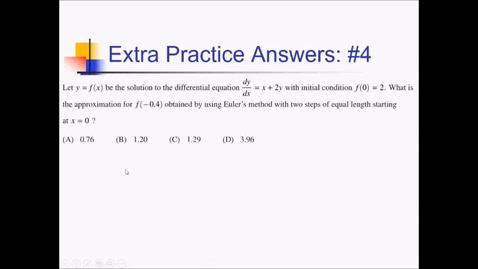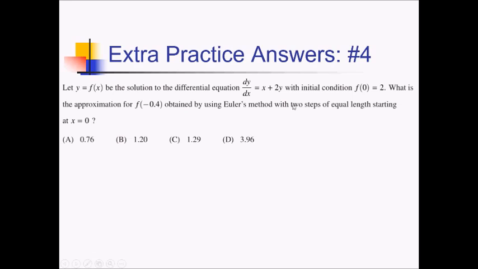For this problem, we're told that y equals f of x is the solution to this differential equation with initial condition f of 0 equals 2. We want to approximate f of negative 0.4 with Euler's method and 2 steps of equal length starting at 0. All right, so if I want to get to f of negative 0.4 and I'm starting at f of 0, to get from 0 to negative 0.4, I have to be going backwards by 0.2 each time. So I have step sizes of negative 0.2.